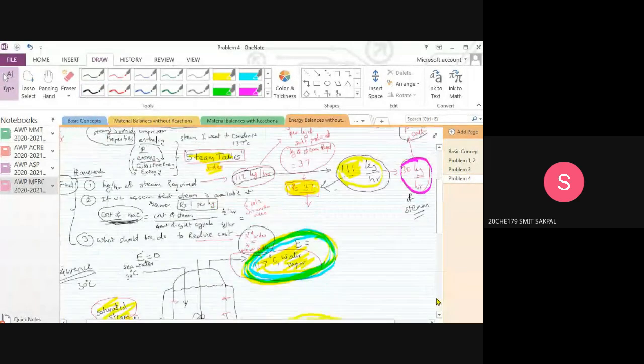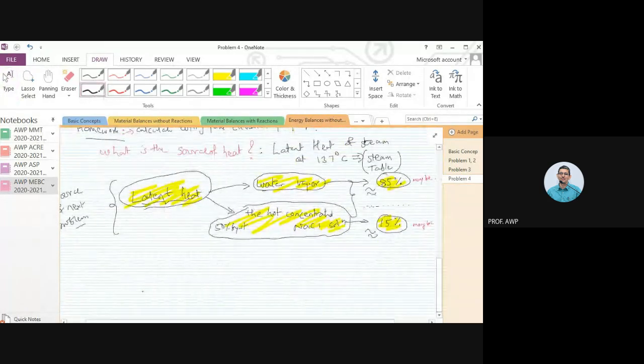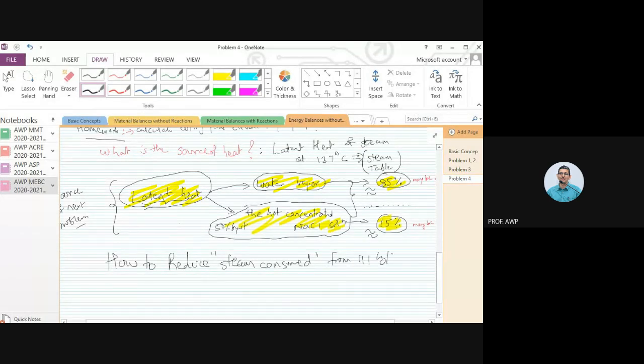Yes, sir. So we have to think about how to reduce the steam consumed. When I say steam consumed, we are talking about energy consumed. Steam is not consumed per se. We are getting water, which we can convert back into steam. So how to reduce the steam consumed from 111 kg per hour to, let's say, approximately 30 kg per hour? Is it not a good problem to solve?